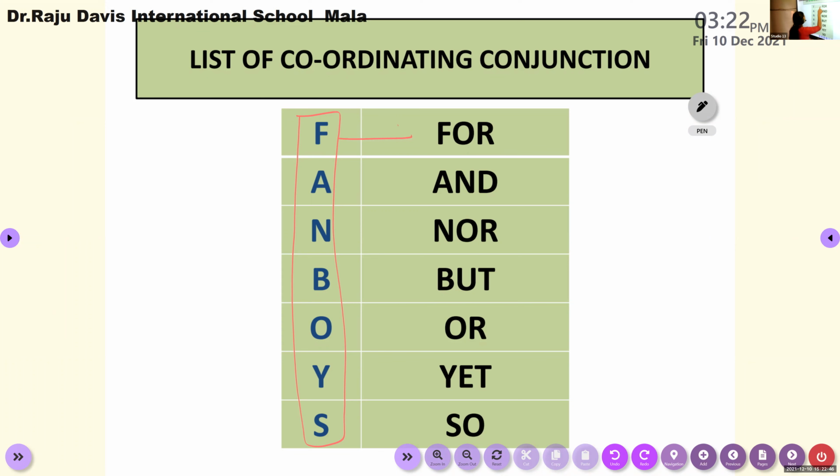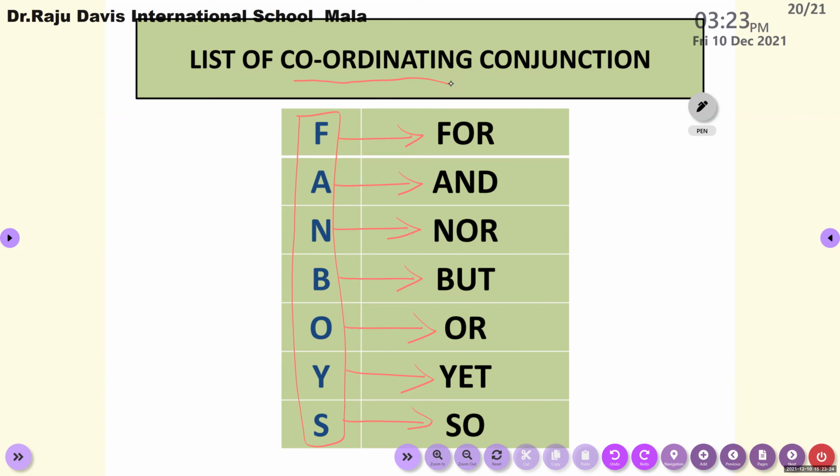What is F, children? F for? A for? And N for? Nor. P for? But. O for? Or. Y for? Yet. S for? So. So these are called fanboys in general, and these are actually examples of a coordinating conjunction. See, the word coordinating conjunction is a hyphenated word. See, it's written C-O-O-R-D-I-N-A-T-I-O-N.